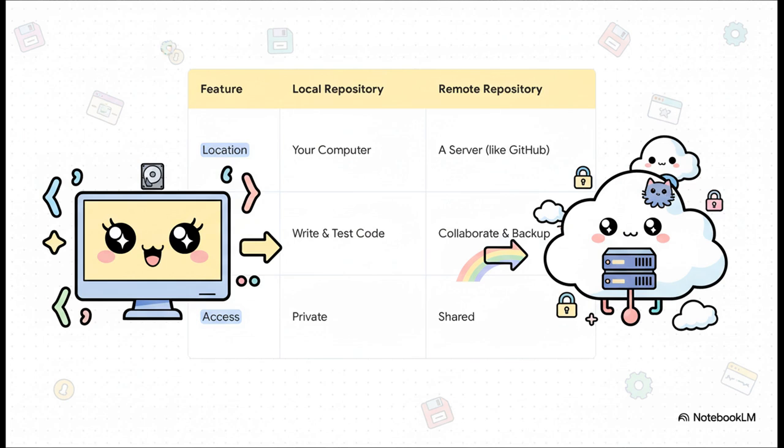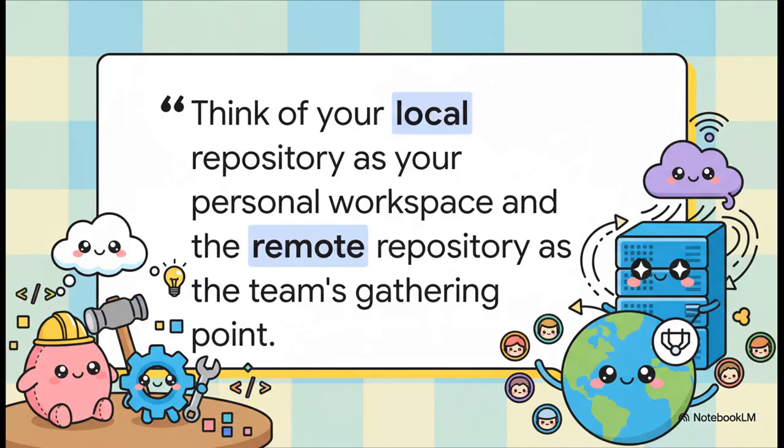So, up to this point, everything we've done has been on our own computer. That's called our local repository. But what if you want to work with a team, or just back up your code somewhere safe? That's where a remote repository comes in, usually on a service like GitHub. Think of the remote one as the main hub, while your local copy is where you do all your day-to-day work.